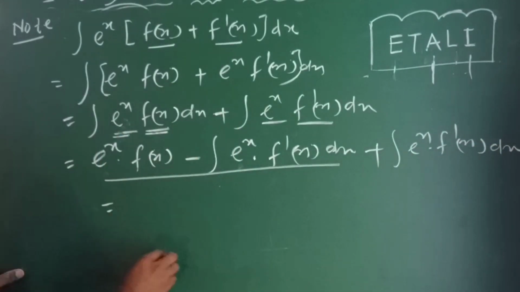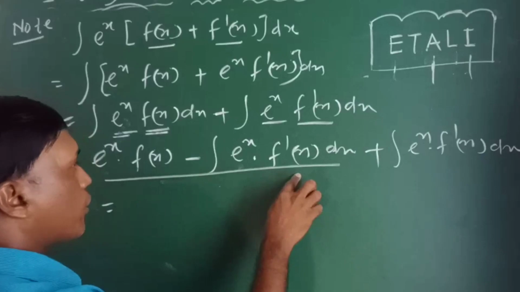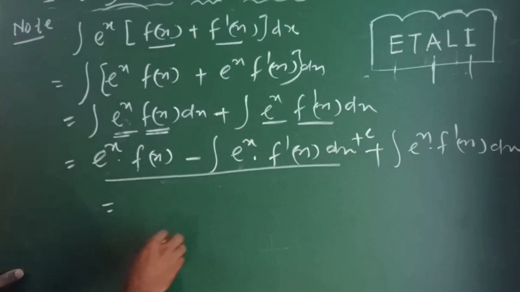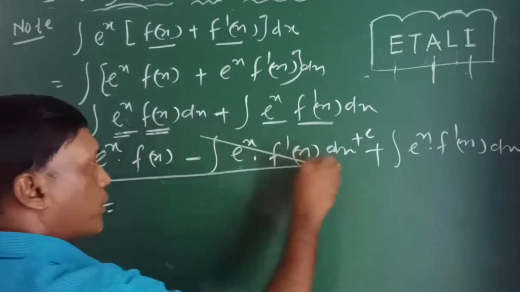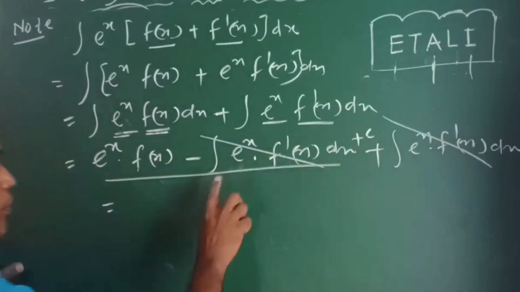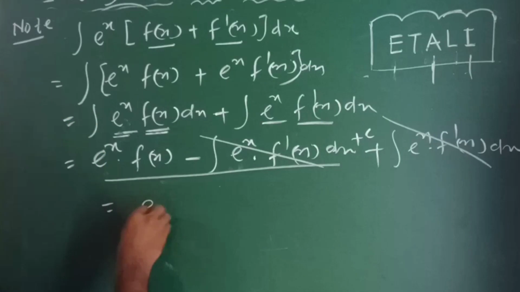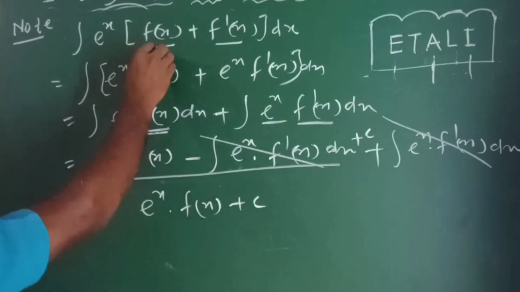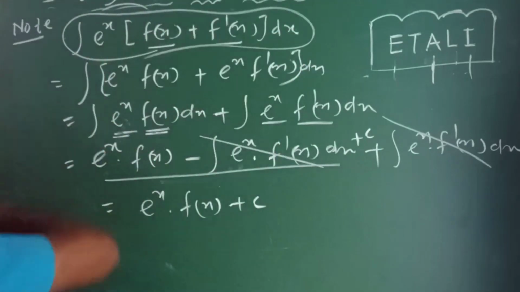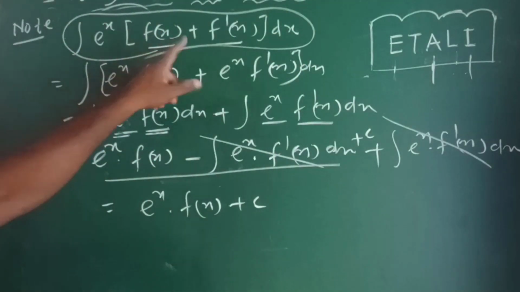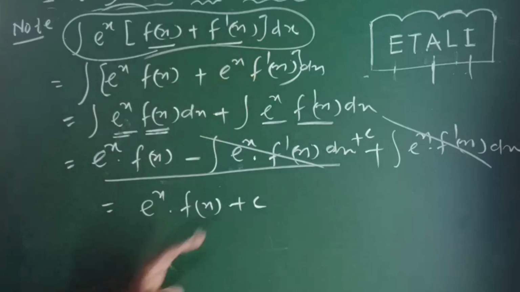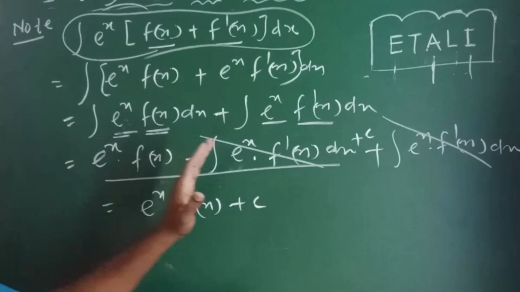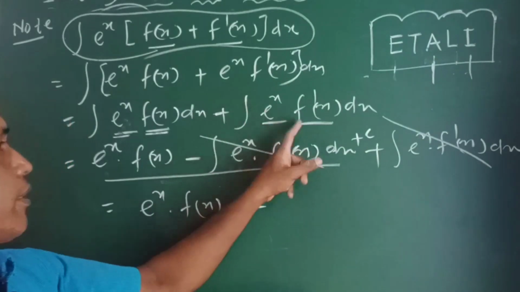Now what happens? As the integration is completed here, we have to apply a term c. So look at, dear students, this is a positive term and a negative term both present here, so they cancel, and it is e to the power x into f of x plus c. So integration of e to the power x into f of x plus f dash x with respect to x is e to the power x into f of x plus c. So there is no necessity of applying by parts in the second term.